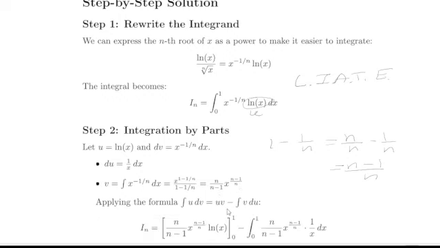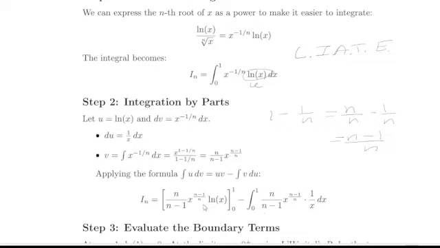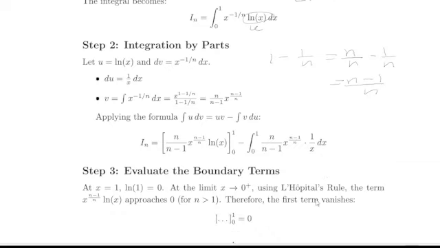So now we compute uv minus the integral of v du. uv is n over n minus 1 times x to the n minus 1 over n times natural log x, evaluated from 0 to 1, minus the integral from 0 to 1 of n over n minus 1 times x to the n minus 1 over n times 1 over x dx. And so now we want to evaluate the boundary terms. At x equals 1, natural log 1 is 0, so that's good. So this whole thing becomes 0.